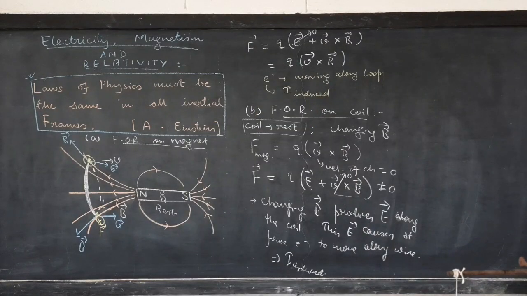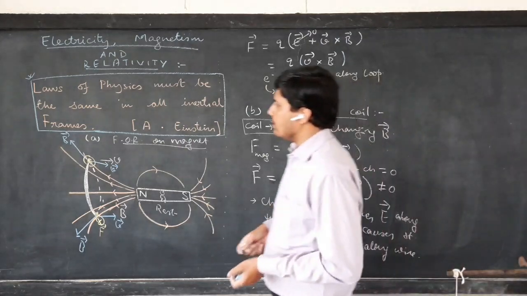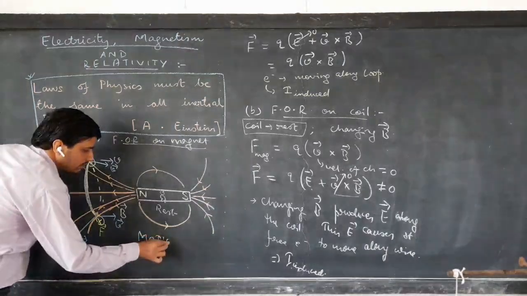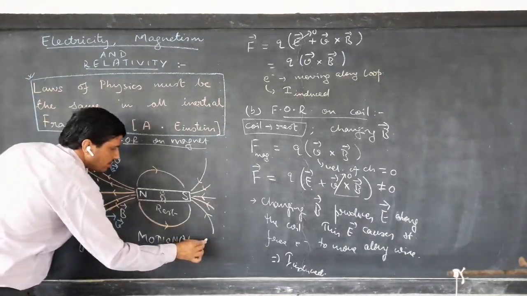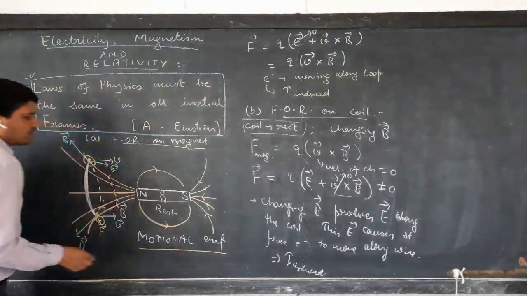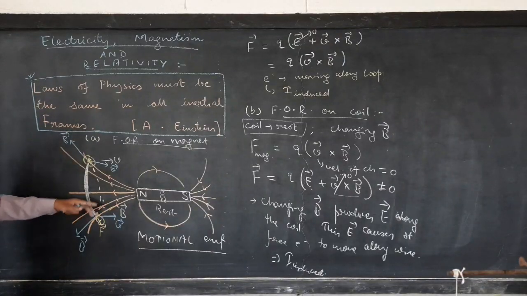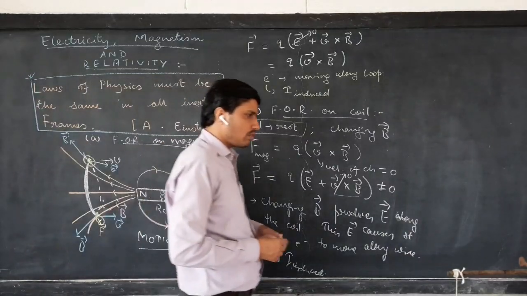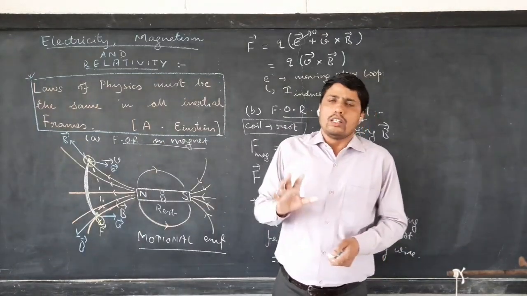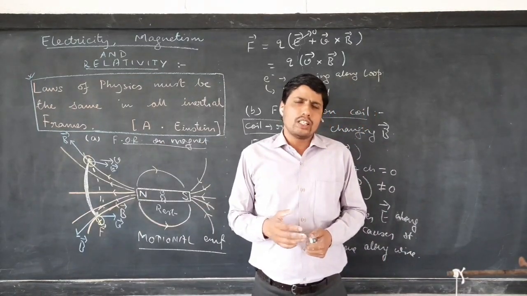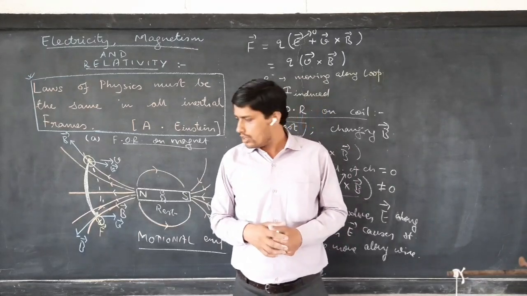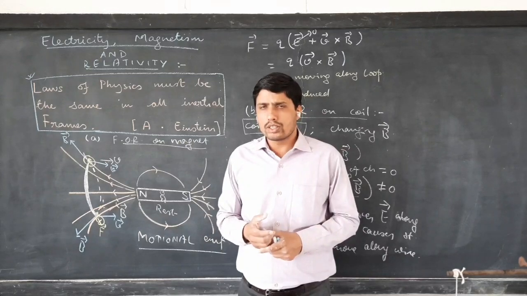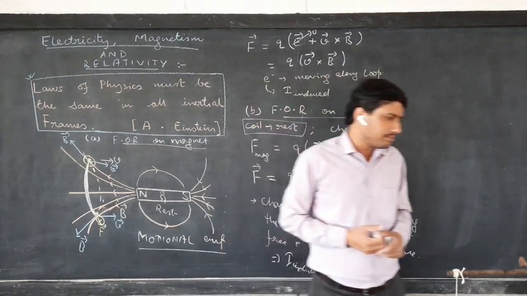So this discussion which we had for case A, we also refer to as motional EMF. What does it suggest? That whenever a conducting loop or conductor moves in the region of a magnetic field, there will be some induced EMF in it, and that's why the name motional EMF. So based on motional EMF, we'll do a couple more discussions. Let's see them quickly.